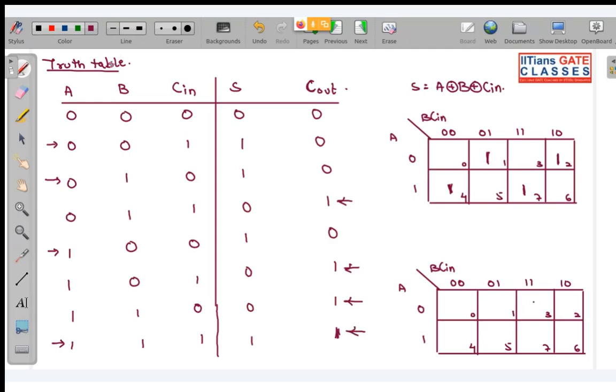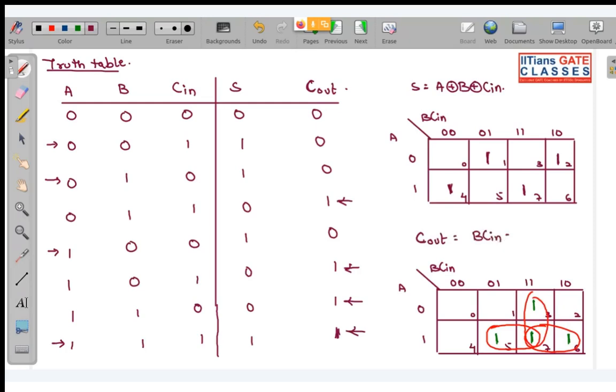So 3, 5, 6, 7. Okay, so at these 4 places it is 1. So let us make groups. You can see one group of 2 is this, another group of 2 is this, and one more group of 2 is this. So if I write the minimized expression for this, what will it be?